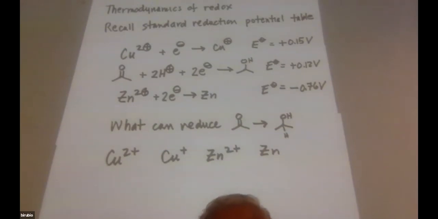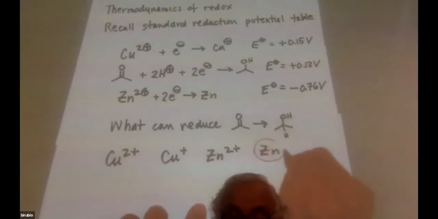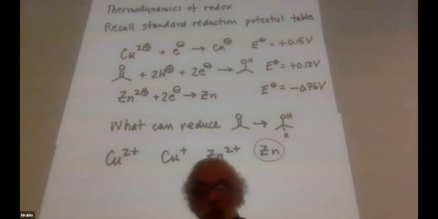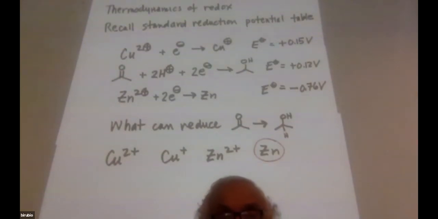Okay, ooh, I see a lot of opinions. Someone told me copper, but I see two copper species here. I see copper 2+ and copper 1+. So which copper do you mean? Okay, the correct answer, zinc. That's the only thing up here that can reduce. So let's remind ourselves how we use these standard reduction potential data.